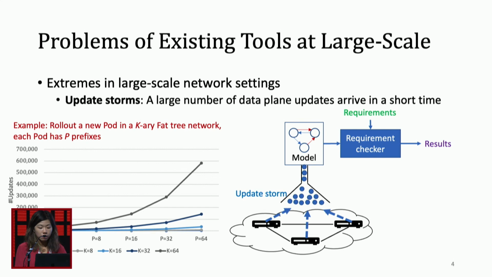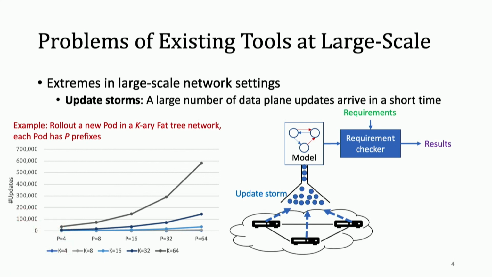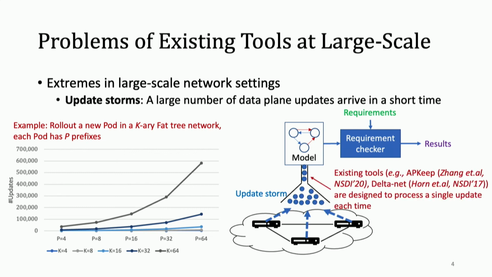Let's say in a data center, we have a new pod with K-ary fat tree topology, and each pod has P prefixes. Then we can easily compute that the number of updates can grow to hundreds of thousands as the K number and the P number increase. And existing work, for example, APKeep and DeltaNet, are designed to process a single update each time. Therefore, they cannot keep up with the update storms.